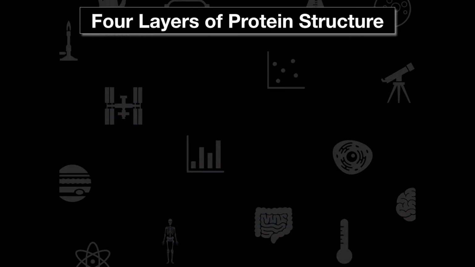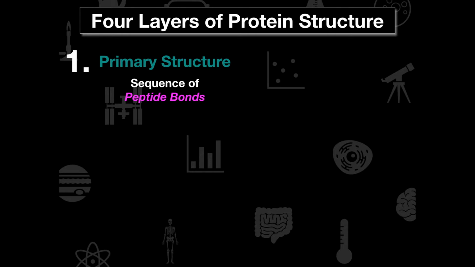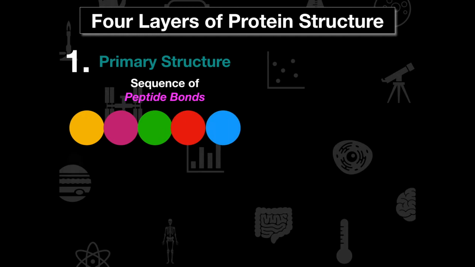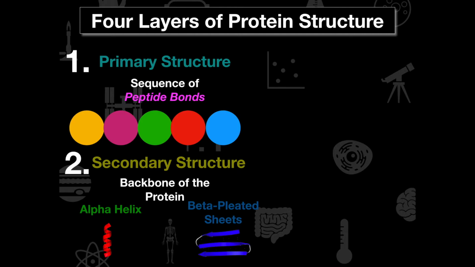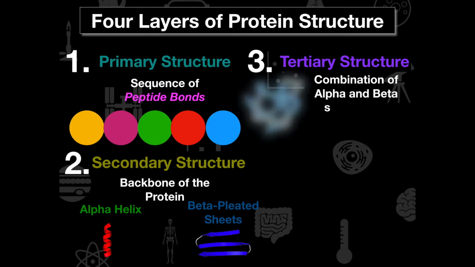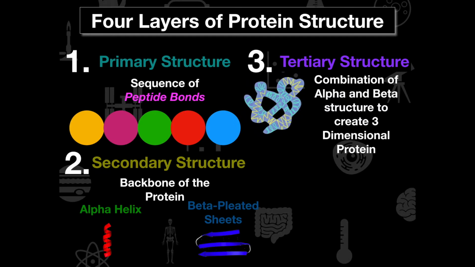So if we're looking at the 4 layers of this 3-dimensional structure that is created via polarity, well, we're first going to have primary structure. And this is just the sequence of peptide bonds that form when we're talking about polypeptides. Now the second is going to be the secondary structure. And we can arrange the backbone of these polypeptides into an alpha helix or beta-pleated sheets. Now, thirdly, we can get to tertiary structure. And tertiary structure is the combination of the alpha and beta sheets and helices to create the 3-dimensional protein structure that we see.